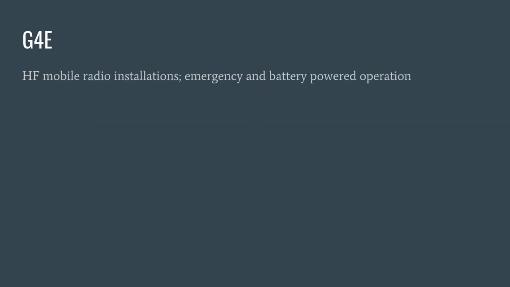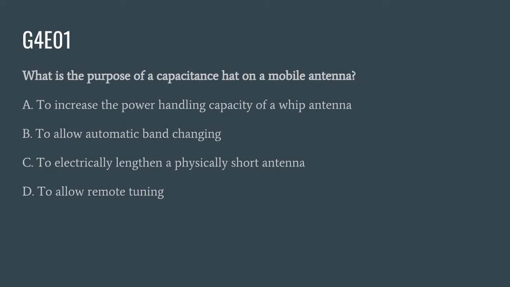G4E, HF mobile radio installations, emergency and battery powered operations. G4E01, what is the purpose of a capacitance hat on a mobile antenna? A, to increase the power handling capacity of a whip antenna. B, to allow automatic band changing. C, to electrically lengthen a physically short antenna. Or D, to allow remote tuning. Correct answer here is C, to electrically lengthen a physically short antenna.